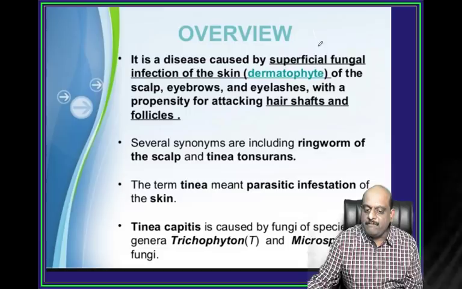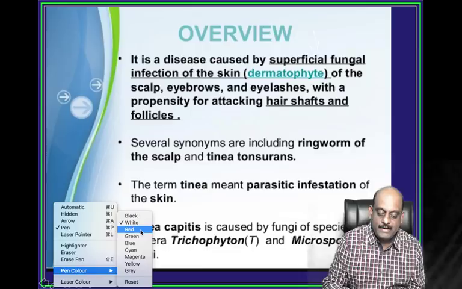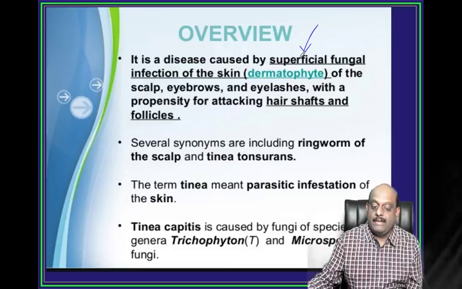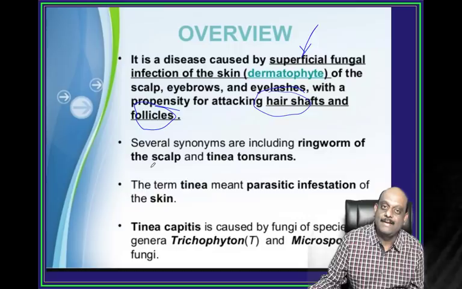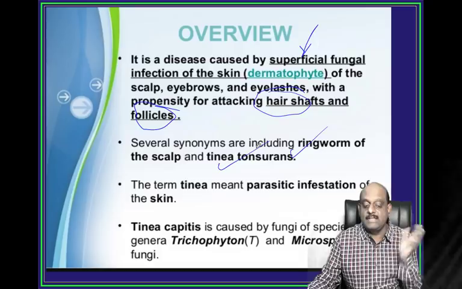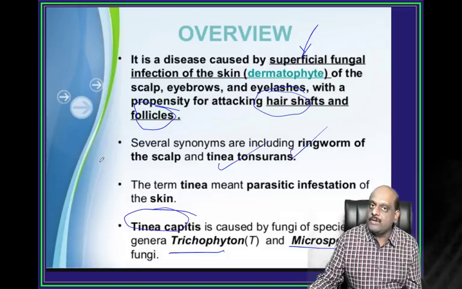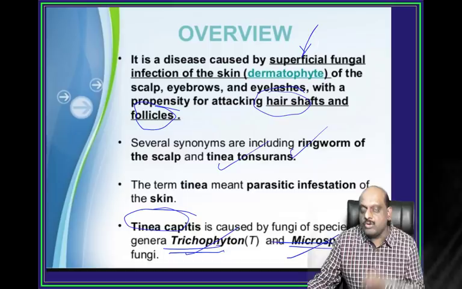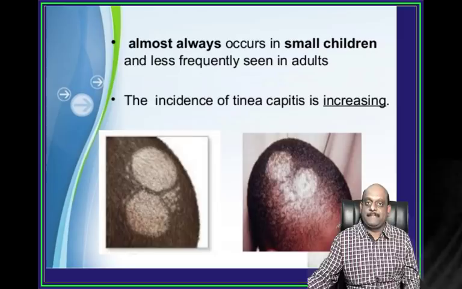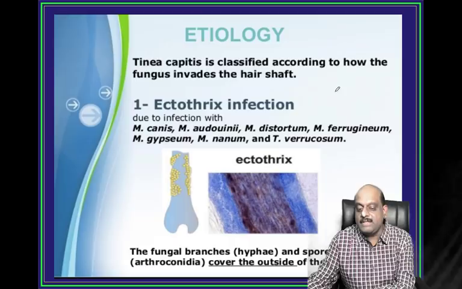Superficial fungal infection, dermatophyte, tinea, everyone knows, right? Then it has a propensity to attack the hair shafts and follicles. This is called ringworm of the scalp; tinea tonsurans is the other name. Now, tinea capitis is caused by the trichophyton and microsporum groups of fungi. Basically, the superficial mycoses are divided into three types: microsporum, trichophyton, epidermophyton. So trichophyton and microsporum are the ones which lead to the development of tinea capitis. It almost always occurs in small children. Tinea capitis incidence is increasing.